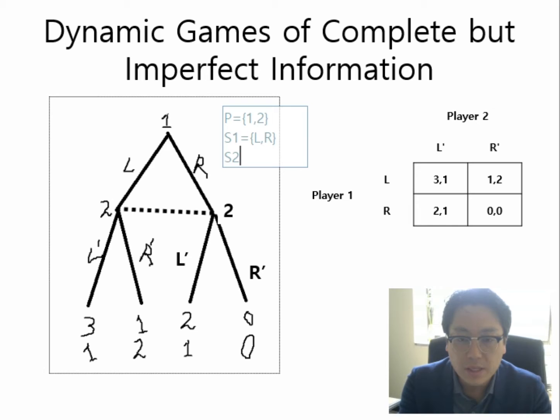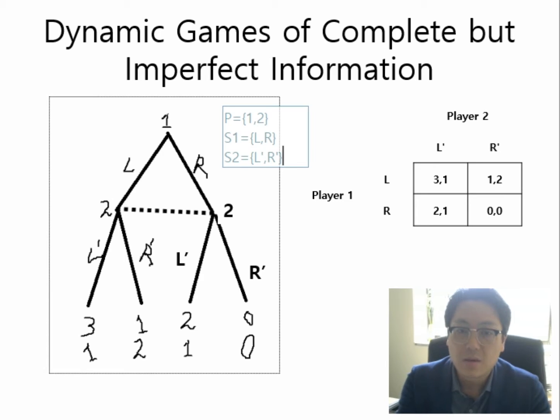Now think about the second player's strategy. Here, the second player has just the same information, even though the exact node the second player is standing at is different, because she or he cannot know that. So for the second player, the place, the node the second player is standing at, is the same place. So it just refers to one contingency, not two, so the strategy set for the second player is just L prime and R prime.